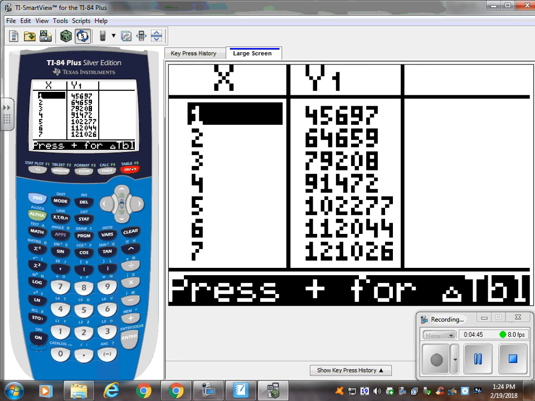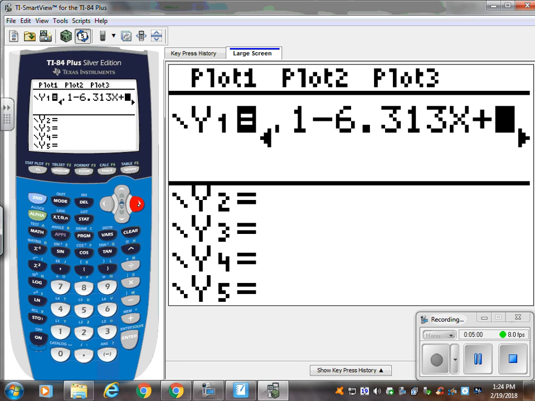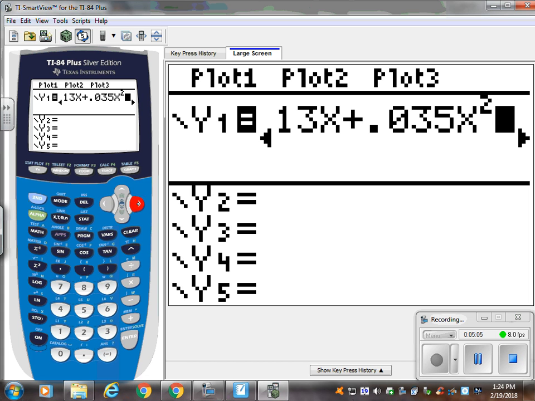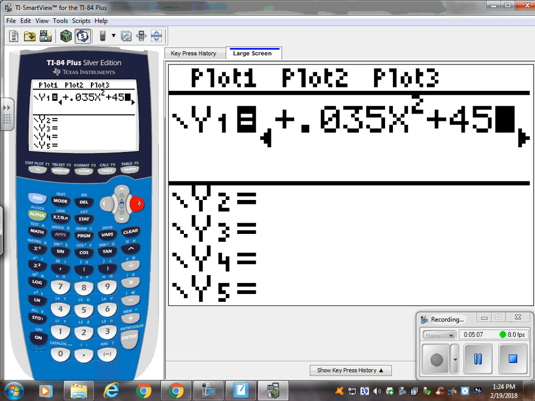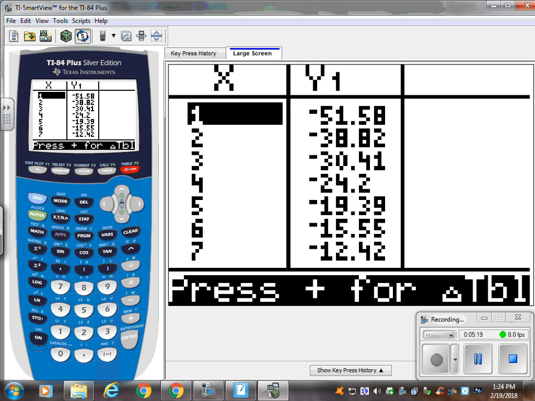I might have missed a subtraction sign, so let me go back and check. Negative 0.911, right? Yes. Minus 6.313x. Yes. Plus 0.035x squared. Yeah. Plus, oh, you're missing your decimal right there: 45.794. Okay, thank you. That's why we're going to compare. 45 point. Okay, now let's compare again. Now does mine match yours?